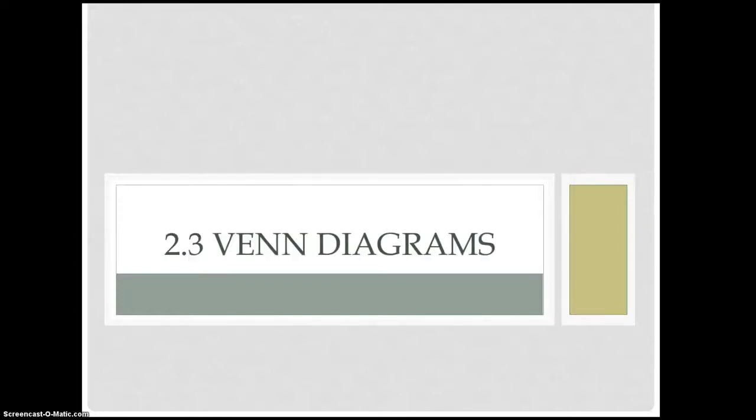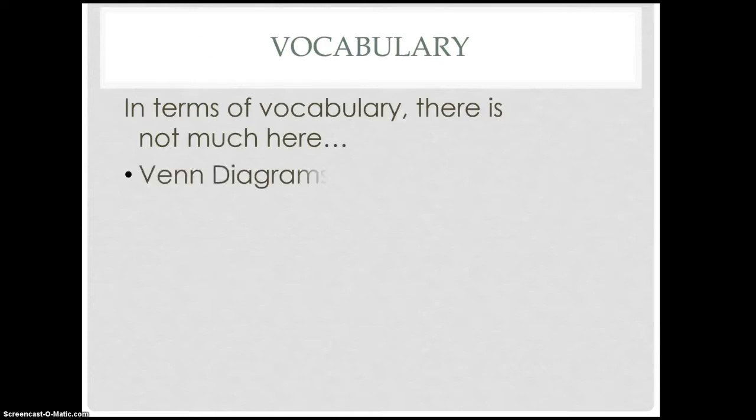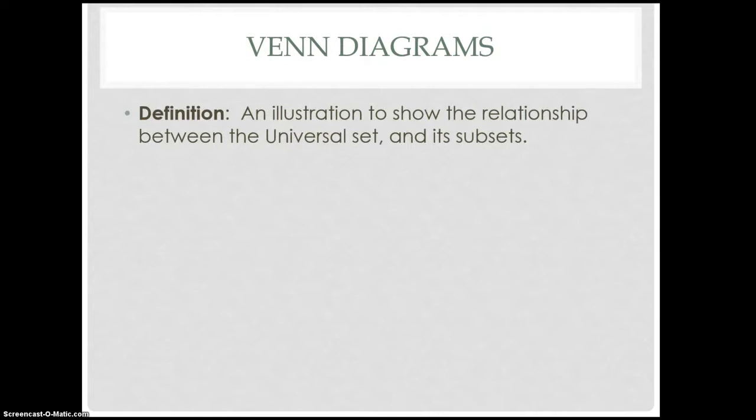Here we go with section 2-3 in chapter 2, which is on set theory, and we are going to look at Venn diagrams. The vocabulary is very light for this section. There's two terms, Venn diagram or Venn diagrams, which is what you're basically going to be using a lot of. And then there's another special type of diagram or thing called a partition. We'll talk more about that in just a second. So let's look at a Venn diagram. It is simply an illustration that shows a relationship between the universal set and its subsets.